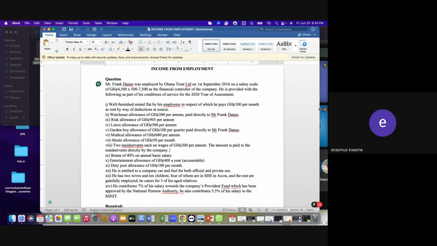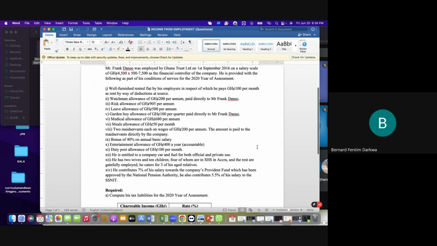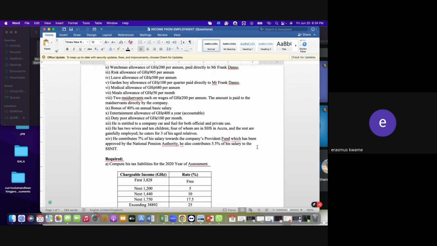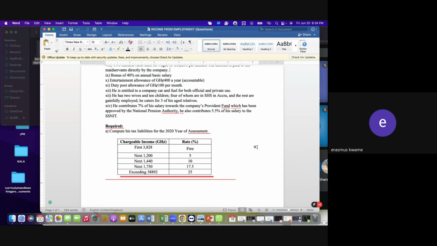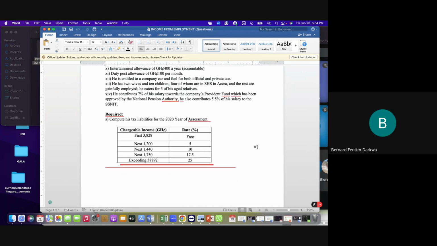He contributes 7% of his salary towards the company's provident fund, which has been approved by the National Pension Authority. He also contributes 5.5% of his salary to the SNIT. Required: compute his tax liabilities for the 2020 year of assessment.